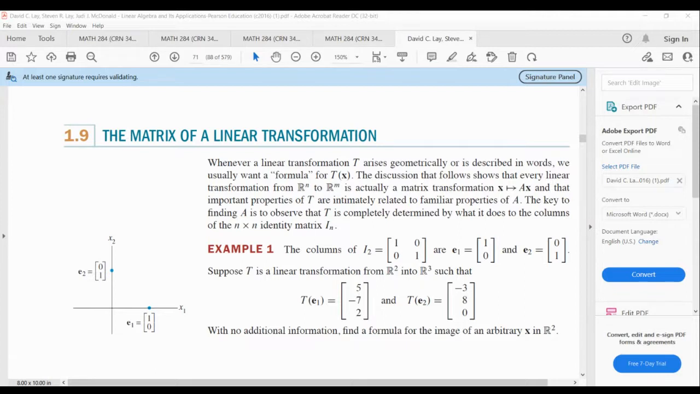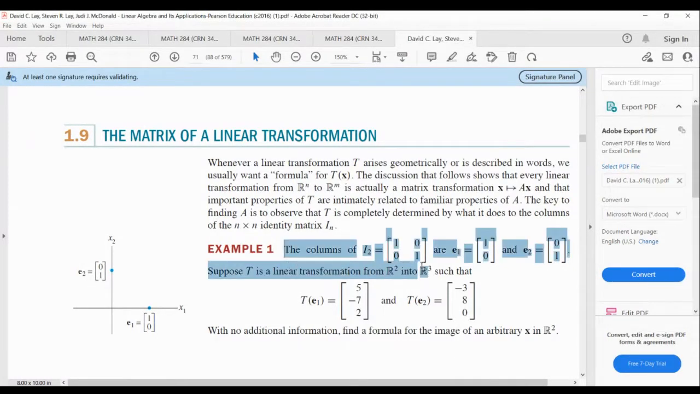Okay, and section 1.9 really just expands on this idea. It just expands on it a little bit. So again, let's look at some of these wonderful examples here.